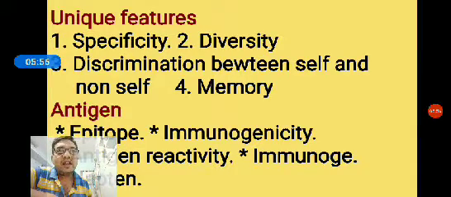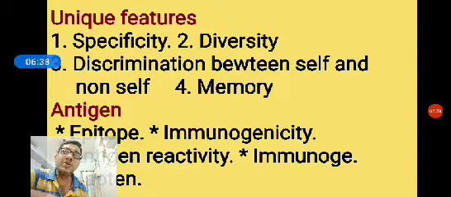First, specificity. The acquired immunity distinguishes a specific foreign molecule or specific type of pathogen. It fights or produces the response specifically against a specific type of pathogen. Then diversity. It recognizes a vast variety of foreign molecules. The acquired immunity is able to recognize a variety of foreign antigens or pathogens.